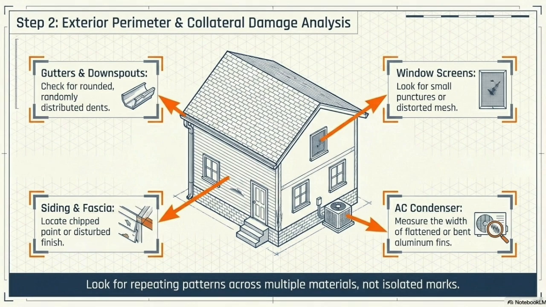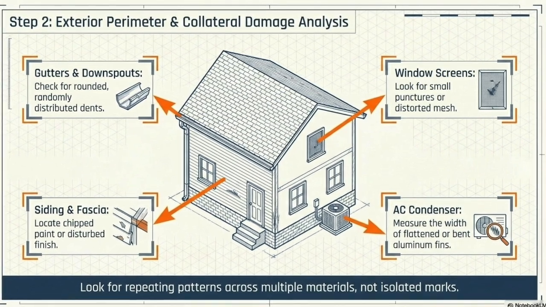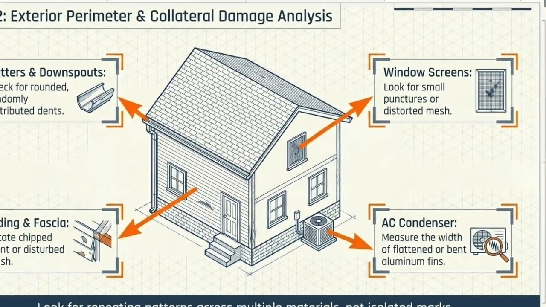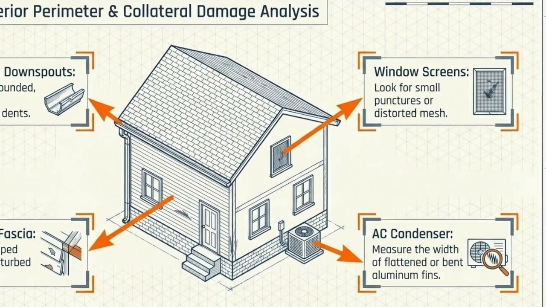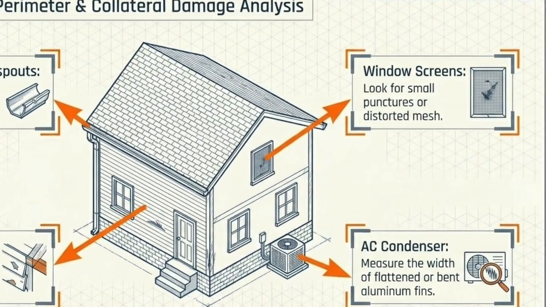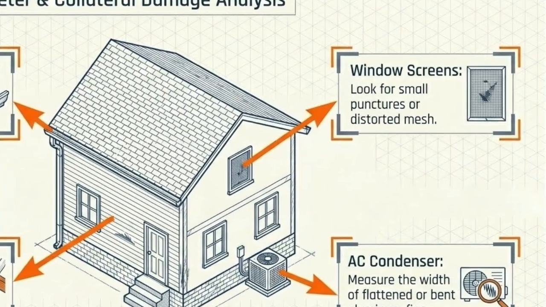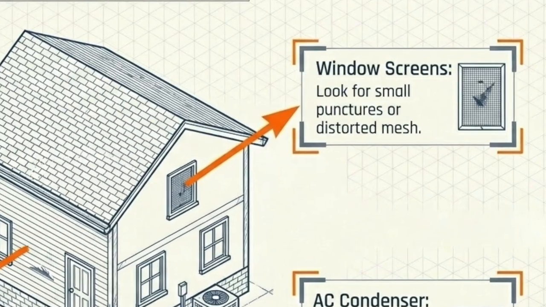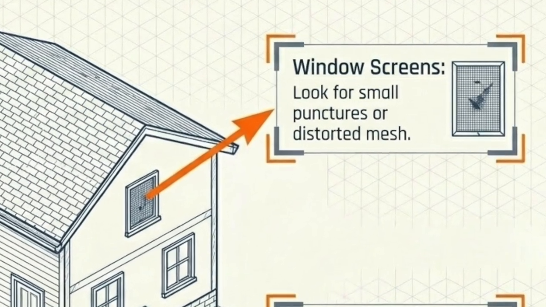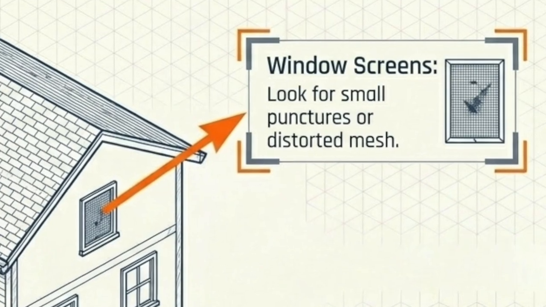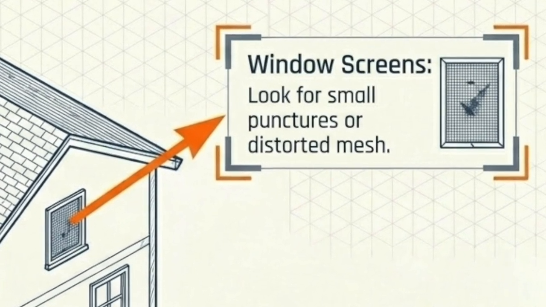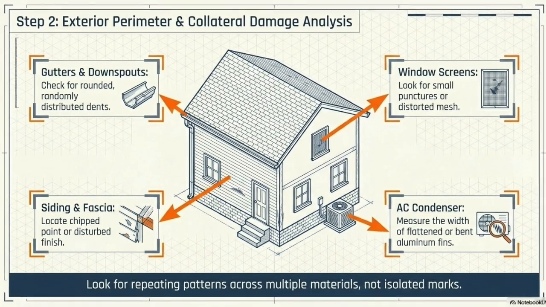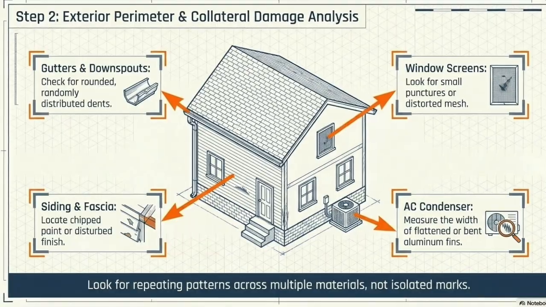Exactly. You mentioned window screens. The framework highlights those as key evidence. You're looking for random punctures or distortions in the mesh, right? Yes, and again, you are looking for randomness. If you see a long, straight tear in a screen, that implies a sharp object was dragged across it, perhaps a tree branch or a tool. Something human or mechanical. Right. Hail creates localized circular stretching or small punctures where the kinetic energy of the ice pushes straight through the fragile fiberglass or aluminum mesh. And you check the siding, the fascia boards, feeling for chips in the paint.